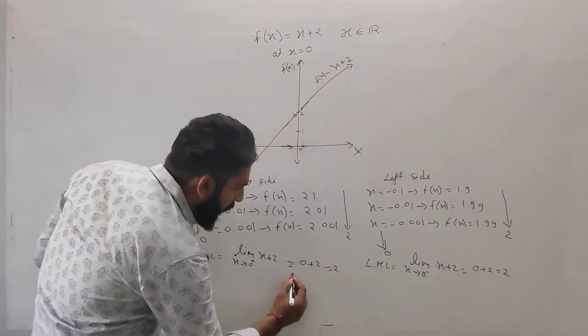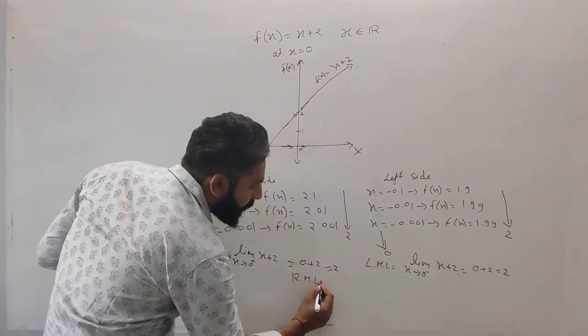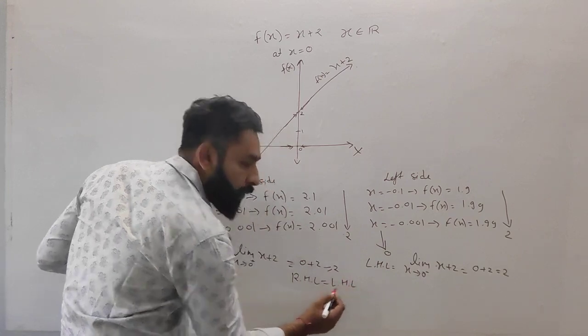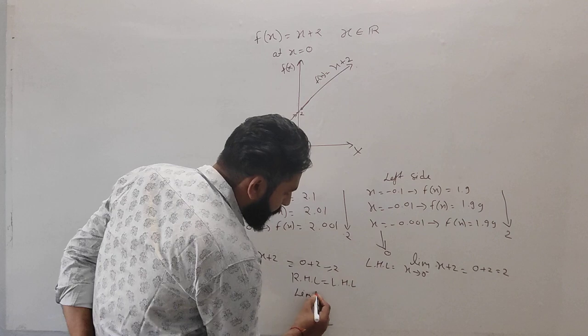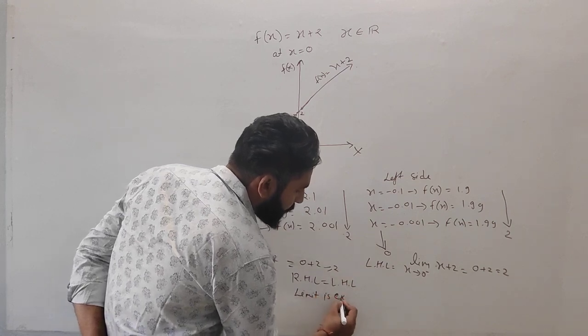In the case RHL is equal to LHL, so we say the limit exists.